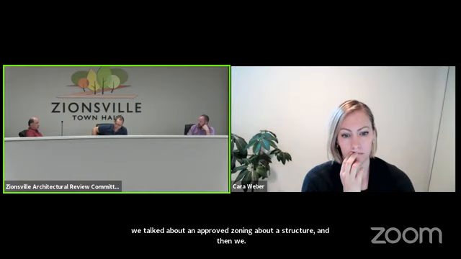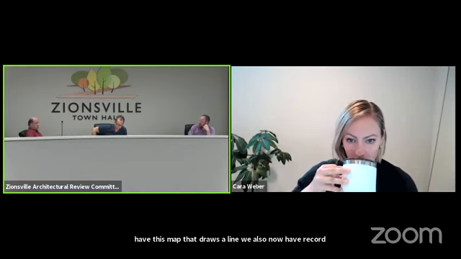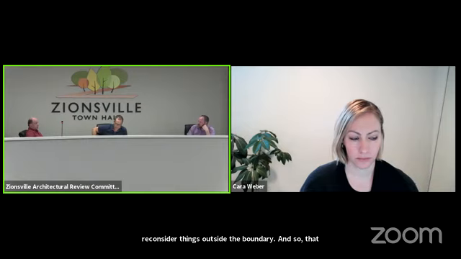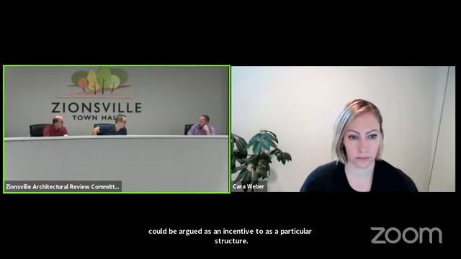Well, now we're talking use versus the actual building structure. I guess I'd like to play devil's advocate though, because if we talk about an approved zoning of a structure, and then we have this map that draws a line, we also now have record of us amending our map to accommodate the evolution of what's been going on in the village. And so we have now documented our willingness to reconsider things outside the boundary. That could be argued as an incentive for a contiguous structure to go through the process, rezone my structure, and now come to us and say, "Hey, will you guys redo your map so I can think about doing a facade grant program?"